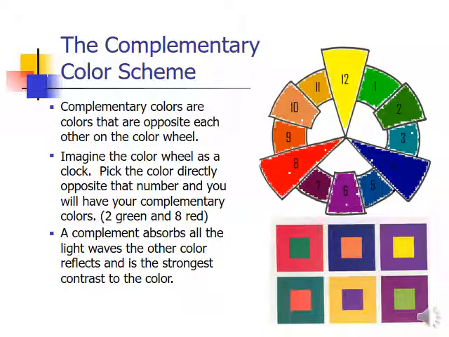Now we will talk about the complementary color scheme. Complementary colors are colors that are opposite each other on the color wheel. Imagine the color wheel as a clock. Pick the color directly opposite that number and you will have your complementary colors. For example, 2 green and 8 red. A complementary color absorbs all the light waves the other color reflects, and it's the strongest contrast to the color. For example, we have yellow and purple, red and green, blue and orange.